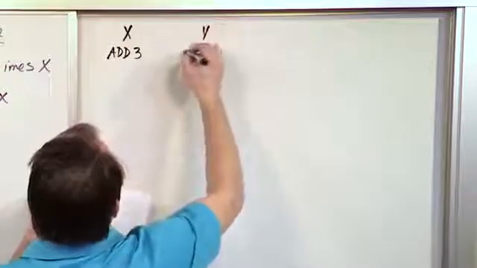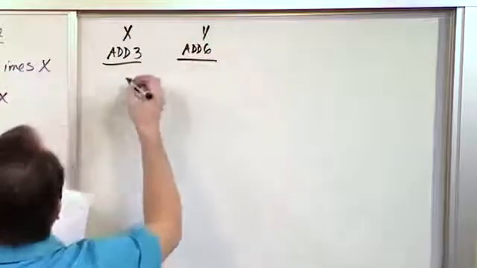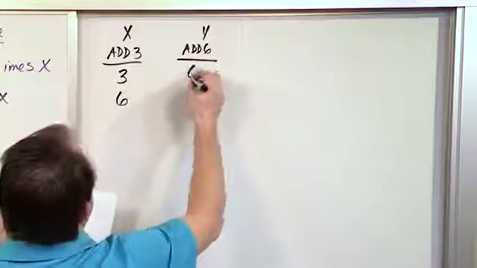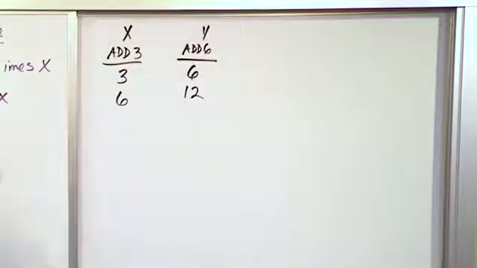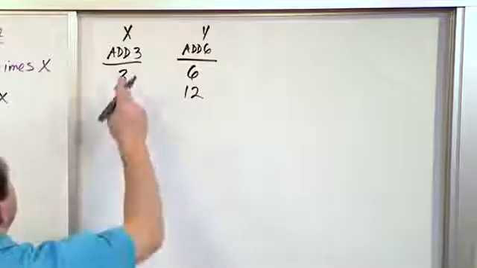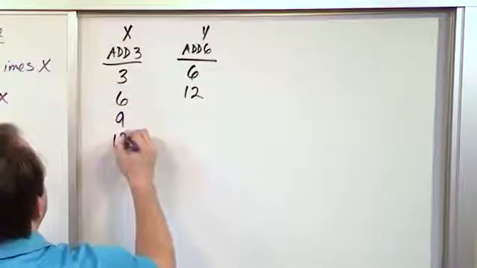And for y, the rule is going to be that I'm adding 6 to everything in here. And what I'm going to give you to start out with is 3 and 6 and 6 and 12. And we need to fill in the table. So if I'm filling in the table, I'm adding 3. 6 plus 3 is 9, and then 9 plus 3 is 12.